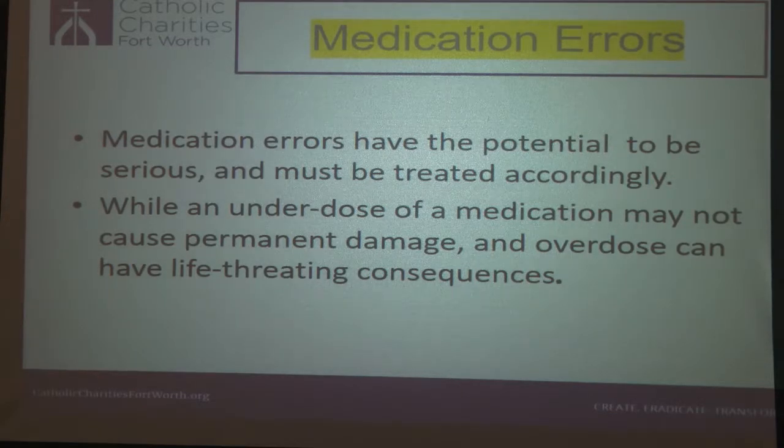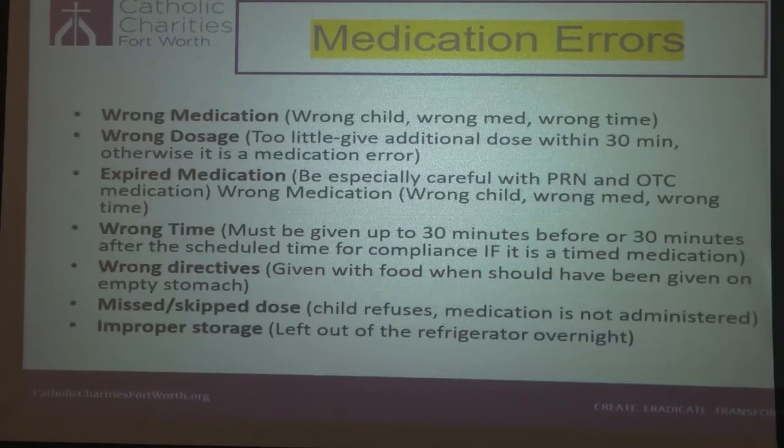Medication errors have the potential to be serious and must be treated accordingly. While an underdose of a medication may not cause permanent damage, an overdose can have life-threatening consequences. And that's another reason for pouring one medication at a time for one child, to avoid distraction or avoid causing injury. Wrong medication, you're giving it to the wrong child, the wrong bed, or the wrong time.